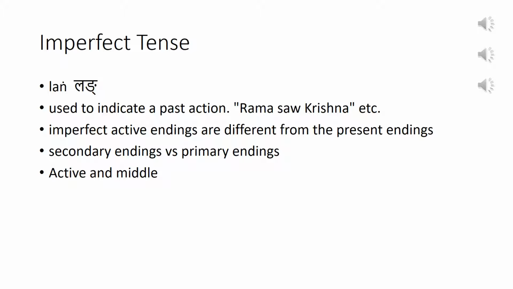The imperfect endings are slightly different from the present endings. These endings are called secondary endings, while the endings of the present are called primary endings. This is because the imperfect endings seem to be a briefer version of the present endings. Of course, like the present, there are two different sets of endings, one for the active voice and one for the middle voice. We will learn the active voice in this lesson and the middle one in the next.